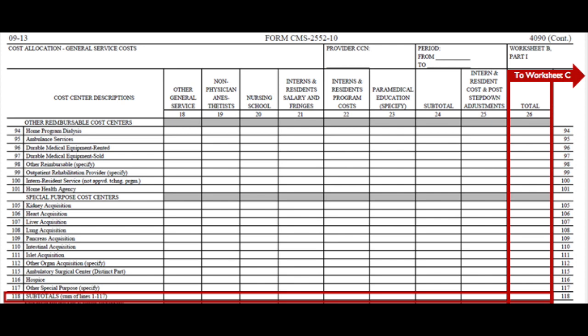What I wanted to point out is column 26, which I circled in red, and row 118. That is the total column and the subtotal row. And the reason I'm pointing this out is because this total, in terms of the cost allocation, is going to move to Worksheet C. And that is going to drive the cost to charge ratio analysis.